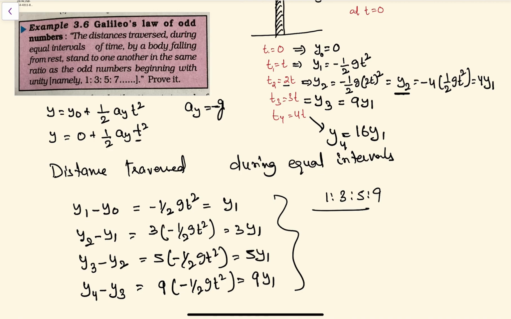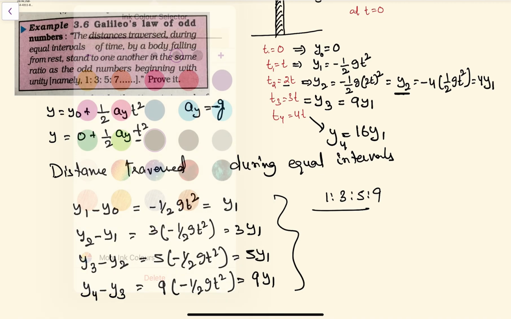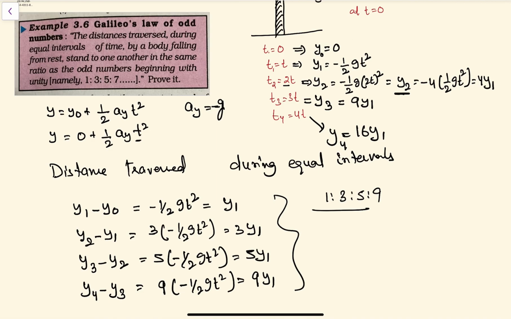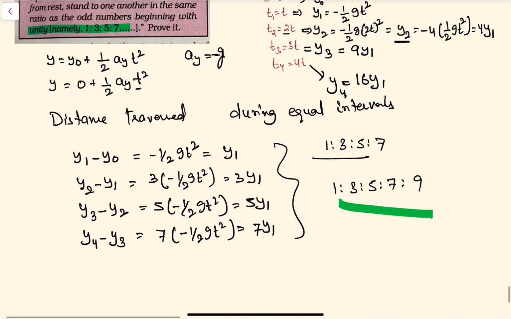Sorry, here some simple mistake is there. 16 minus 9 is 7. So here 1, 3, 5, 7, and of course, if we continue this one, 5 is to 7 is to 9, like that. This is odd. This is an odd multiple. We have proved it. This is the way actually we solve.